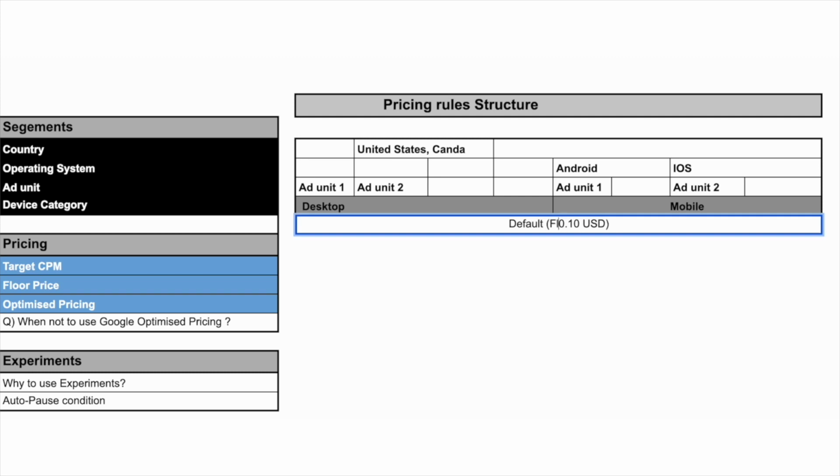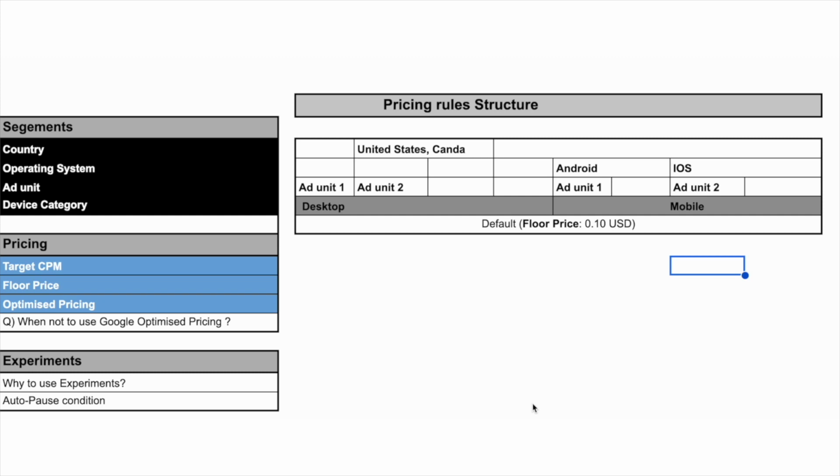So right now we are just talking about the floor price, not the target CPM, the floor price. So we have applied a floor price of 0.10 USD in here. So we are telling all the advertisers that you will be eligible to bid on our inventory only above 0.10 USD.